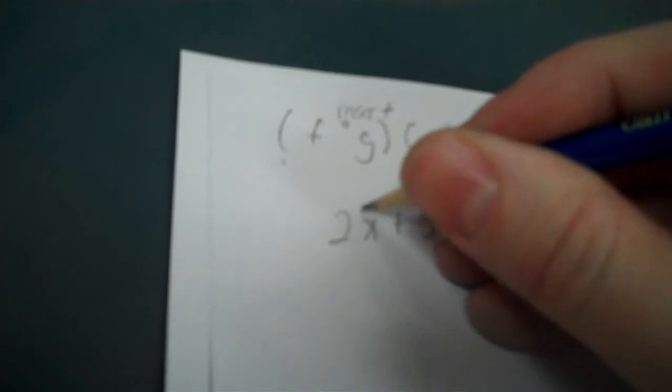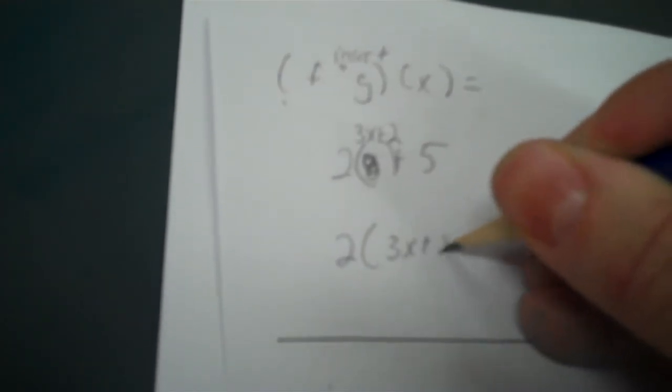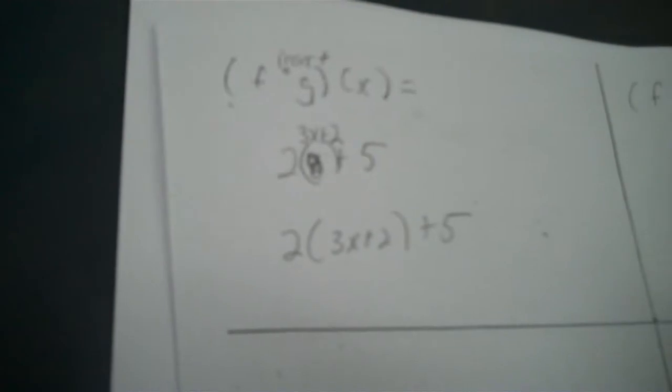Okay, now my next one. Remember what that circle means. It doesn't mean multiply, it means insert. I-N-S-E-R-T. So you start with your f function, which is 2x plus 5, and then you parenthesize the x, and you're going to insert the entire g function, which is 3x plus 2. Okay, so we have 2 parentheses 3x plus 2, and then plus 5.